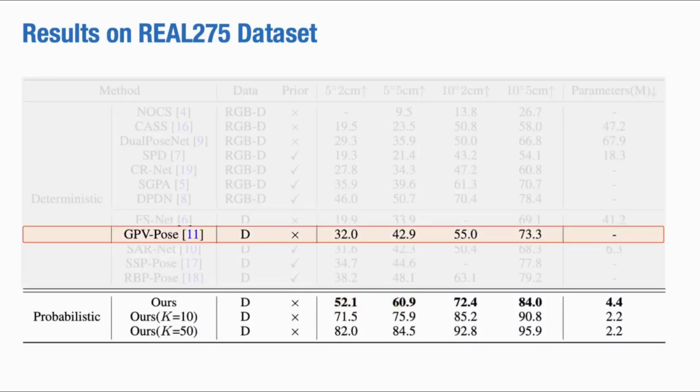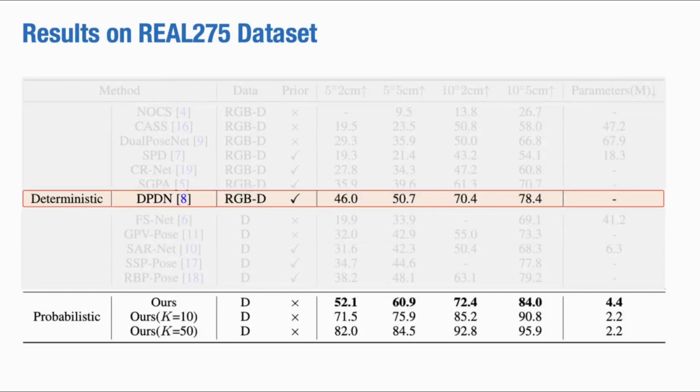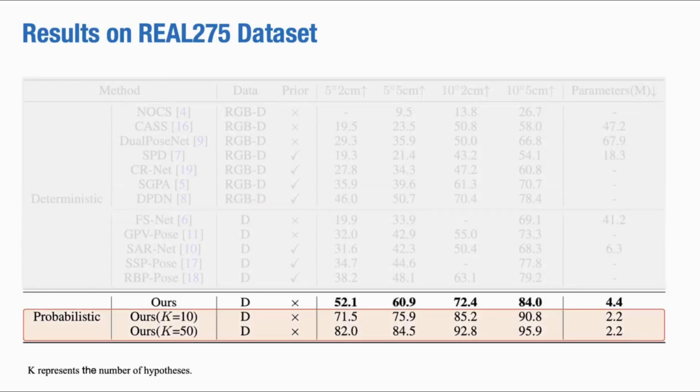Besides, compared with the method GPV pose with the same input data, our method exceeds it by nearly 20% in both rigorous metrics. Even compared with the state-of-the-art method DPDN, which utilizes RGBD and shape prior as inputs, our method still shows great advantages. We take the lead in 5 degrees 2 centimeters and 5 degrees 5 centimeters with 6% and 10% increments respectively. Furthermore, we present the results of the candidate that is closest to the ground truth. The amazing performance indicates the great potential of generative pose estimation methods.